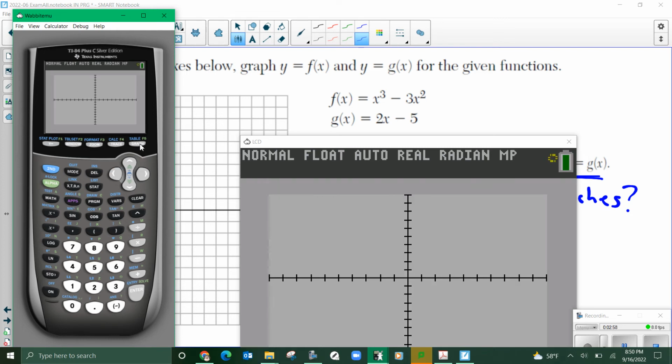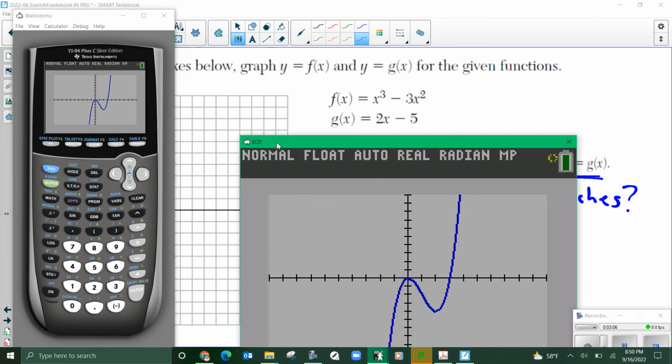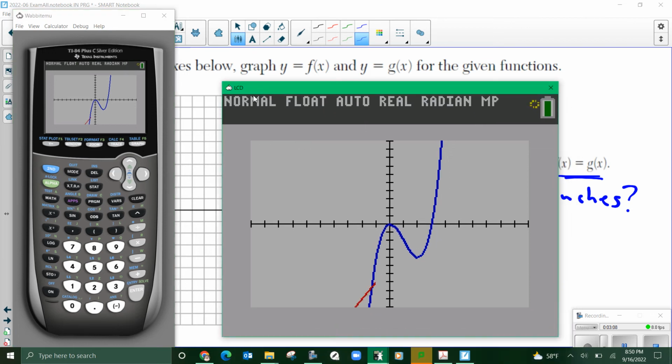Now, I can graph these, and this is what it should look like when it's all done. There is f of x in blue, and here comes g of x in red, just floating on through. There it is. Now, it obviously touches at 3 points: 1, 2, and 3. There's your answer. They are not asking you what the answers are, just how many answers there are. But first we need to plot these.